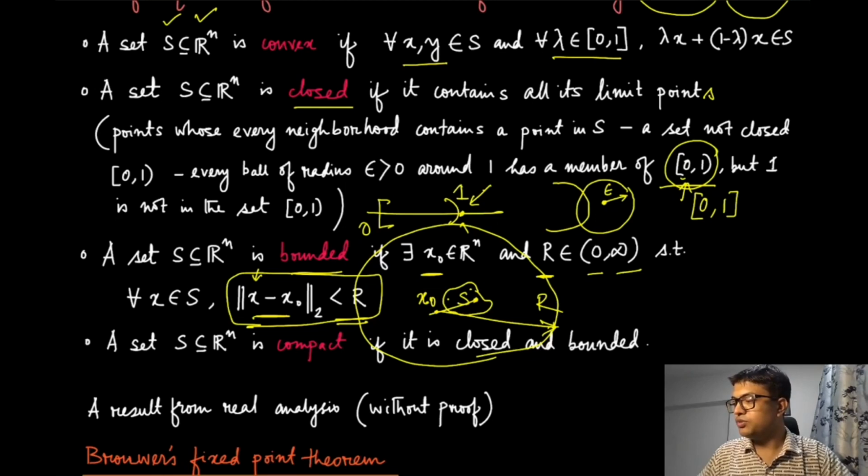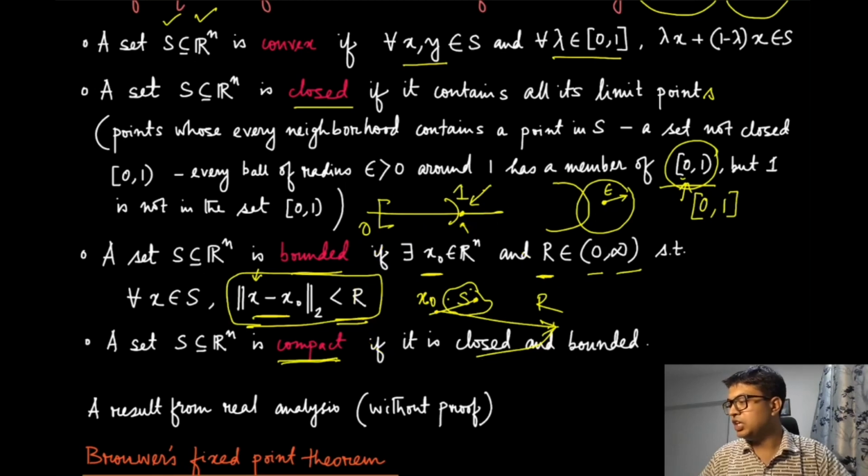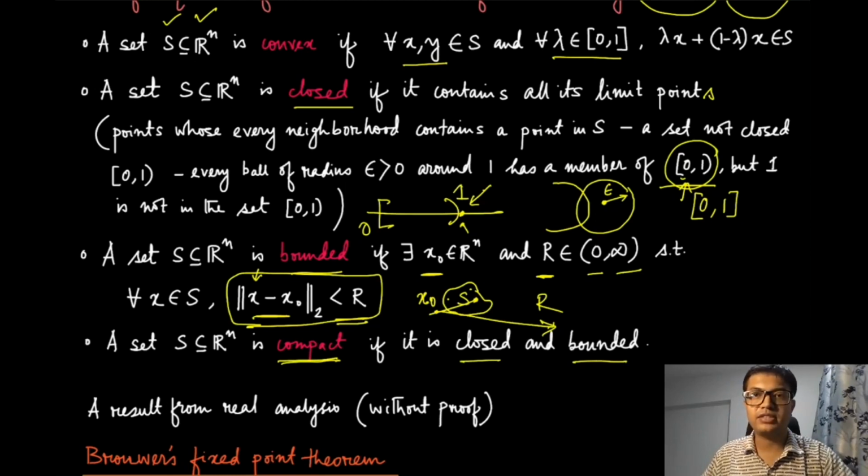Now we are going to call a set compact if it is closed and bounded. We are just using the fact that we are living in R to the n, so these are only real spaces. There is a different definition of compactness when it is not R to the n, but since we are here, it's easy. So every set in R to the n which is closed and bounded is also compact. That's what we are going to use.